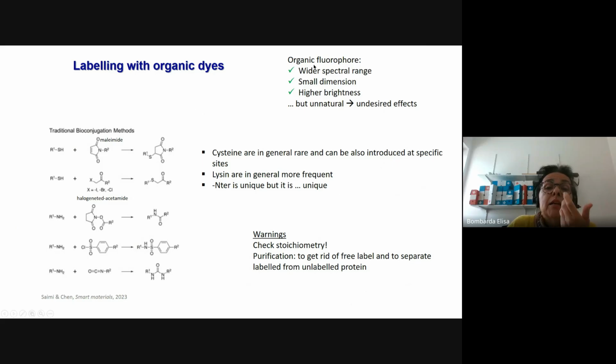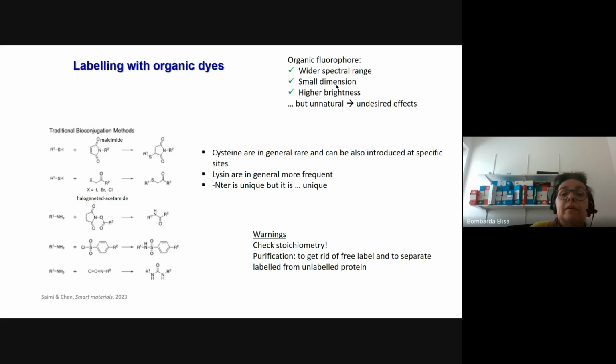Organic fluorophores have the advantage that they have a wider spectral range, they have a small dimension, and a higher brightness than the tryptophan analog that we saw, or other fluorescent unnatural amino acids. But of course they are unnatural, and maybe they are small, yes, but maybe a little bit larger than the fluorescent amino acid analog. So all this can cause undesired effects that need to be checked.